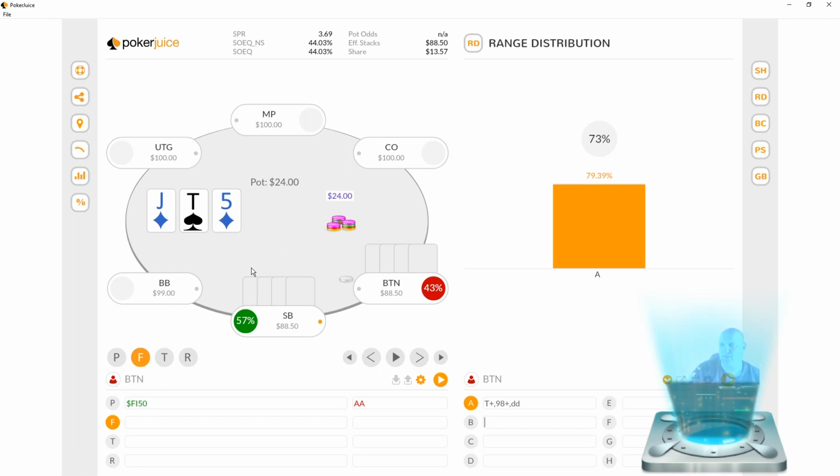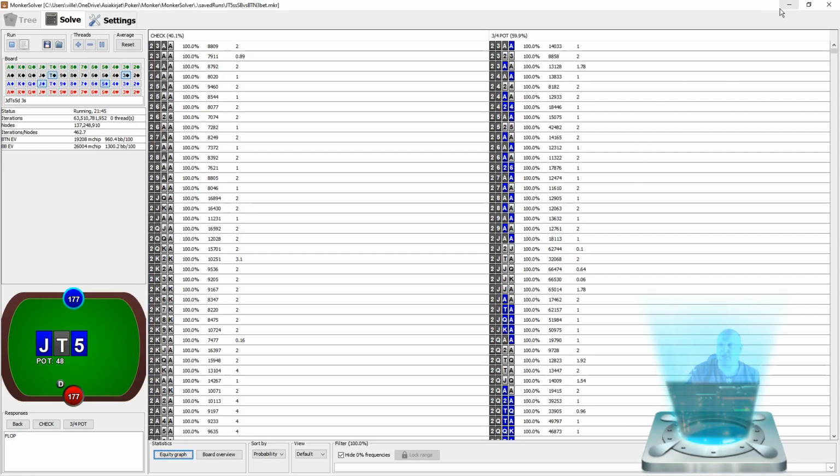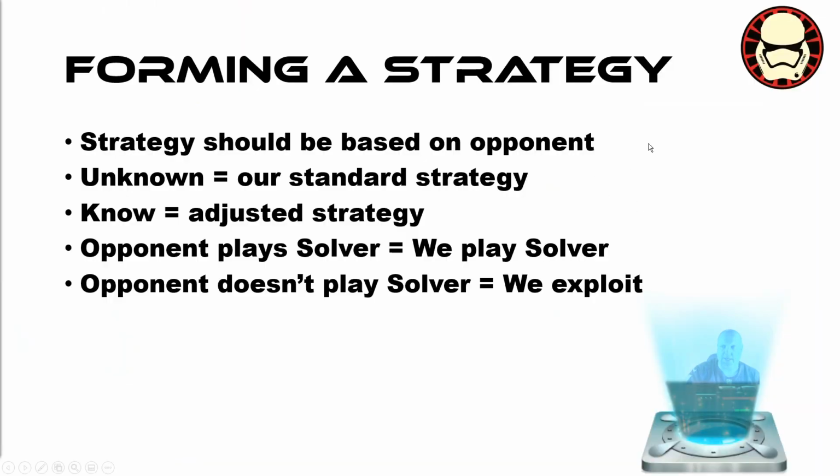If the board was a 10-5-4 kind of board, it would be a different situation. Jack 10-5 suited is an action board, because almost any hand hits it. But I hope the video gives you some ideas how to form a strategy.